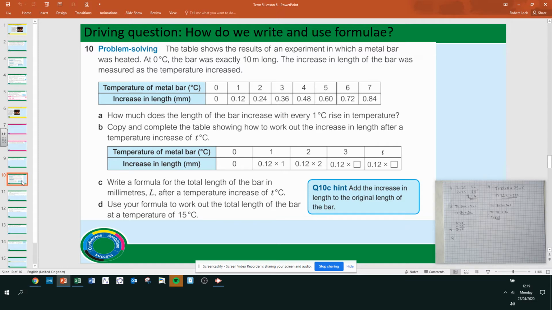B. Copy and complete the table showing the increased length after the temperature increased by T degrees Celsius. As you can see, 1 degree is 0.12 times 1. 2 degrees is 0.12 times 2. So 3 degrees will be 0.12 times 3. And T, well, that will be 0.12 times T.